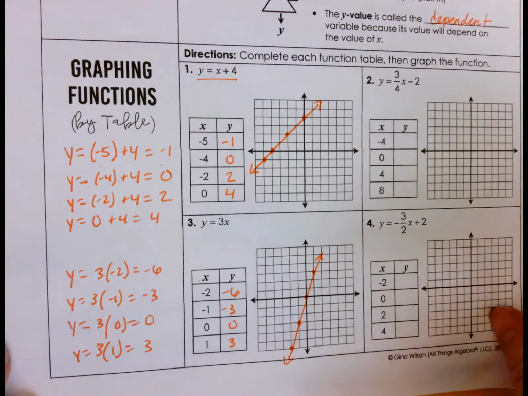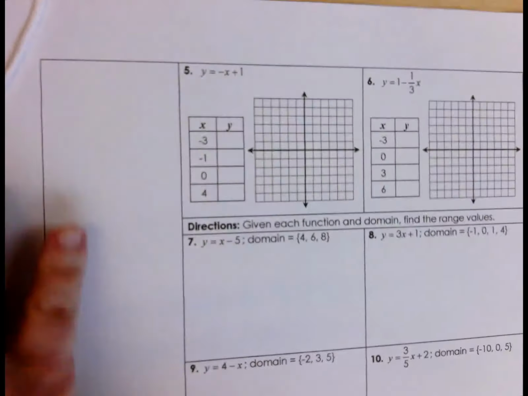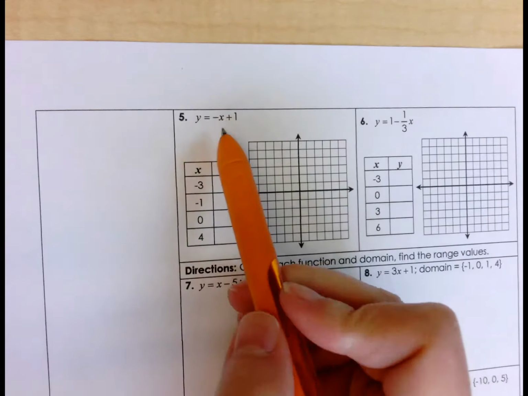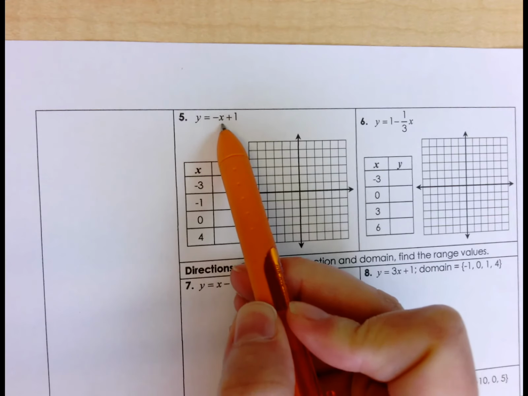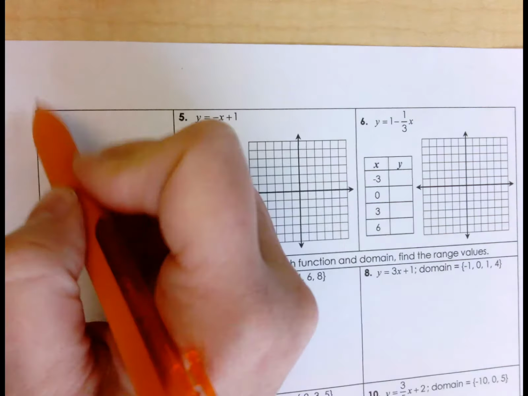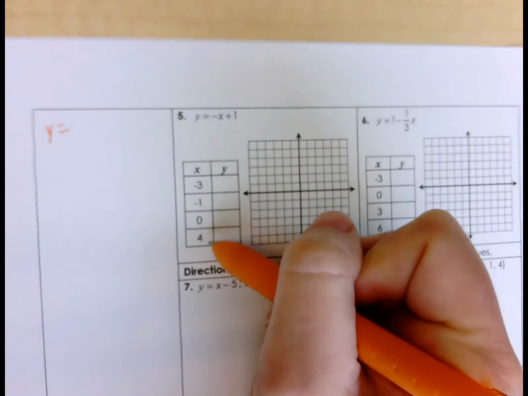So now let's talk a little bit more about these. Here's another example, number 5. So in this case, if I have an input value, I'm going to find the opposite of it, that negative, and then I'm going to add 1 to it. So here are my 4 input values.